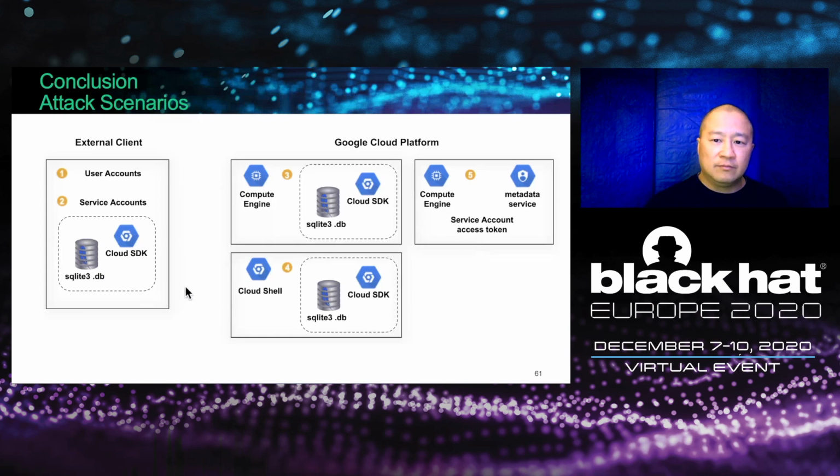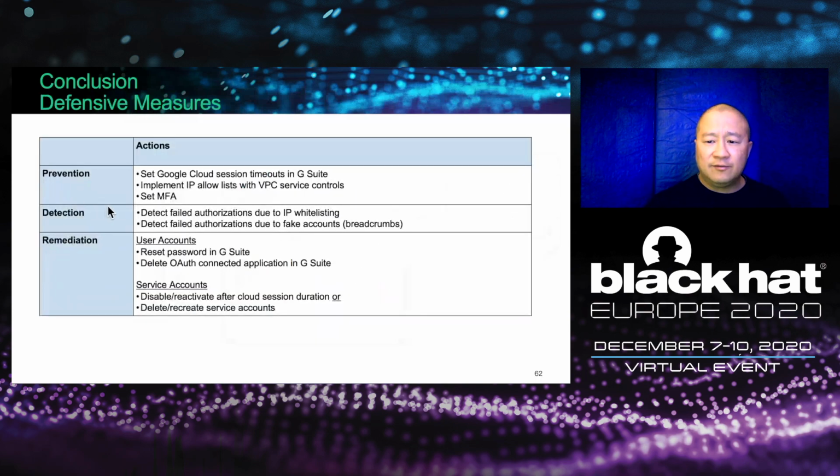So these are all opportunities in different vectors to attack, and there are also different areas that need to be considered and defended against. The defensive measures in all cases tend to revolve around this, and so this is a consolidated summary. Definitely set session timeout, implement IP allow lists, use MFA so that after a timeout you have a higher level of authentication controls in place. Detect failed authorizations due to your IP whitelisting, as well as try to be proactive and install fake accounts or breadcrumbs in every CLI install by just manipulating the credential cache directly.